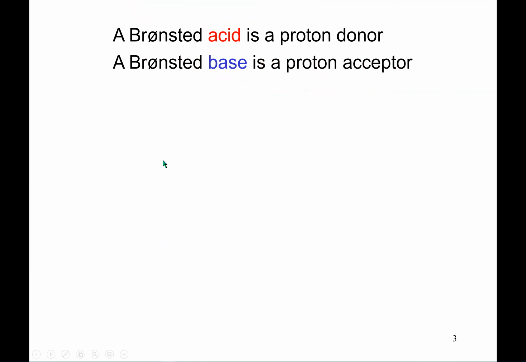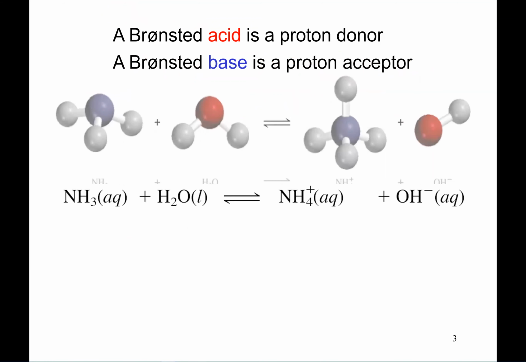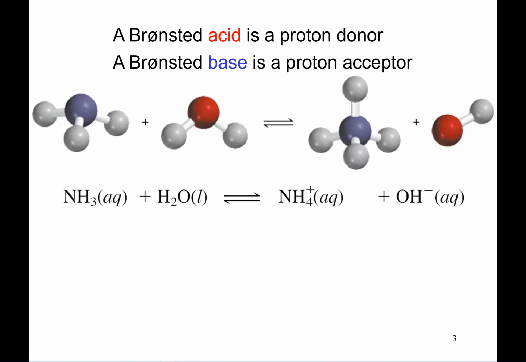A Bronsted base is a proton acceptor. So basically with this, you have ammonia. It accepts a proton from here. One of these protons goes over there, you get that, and it forms hydroxide. So the Bronsted base is the other definition of that.